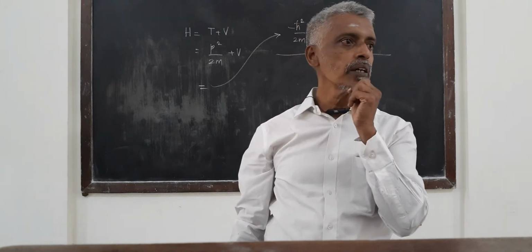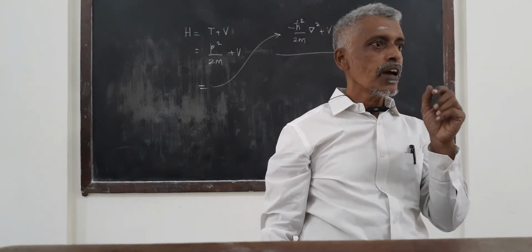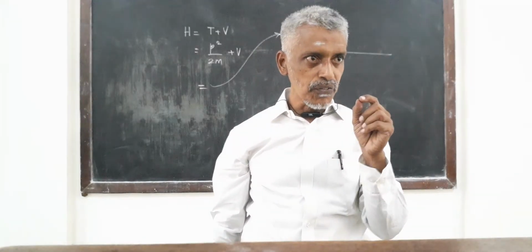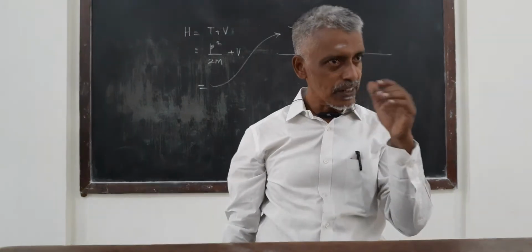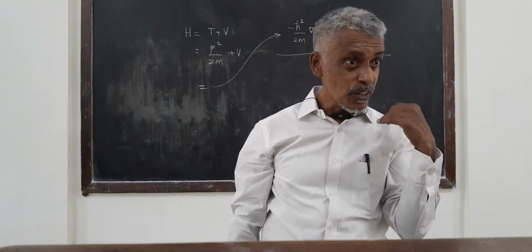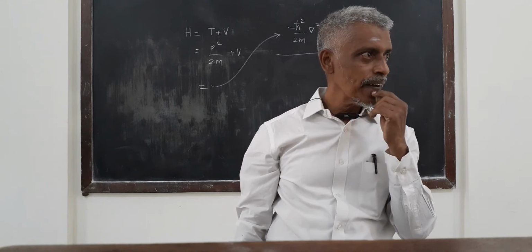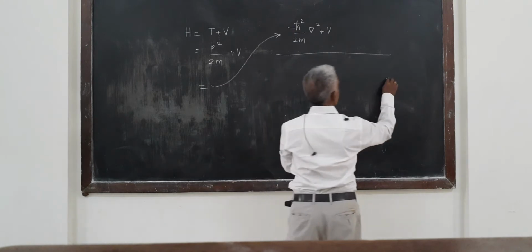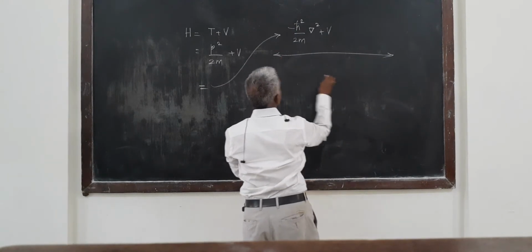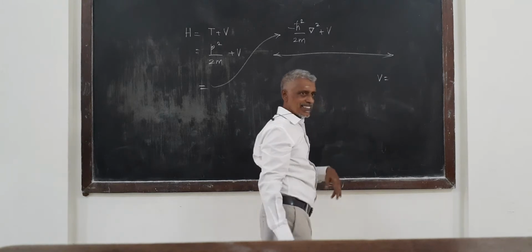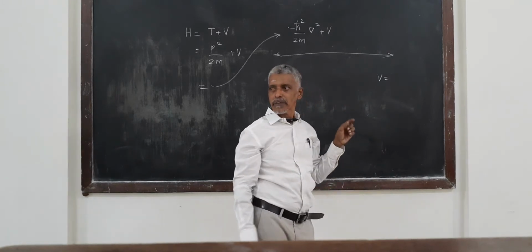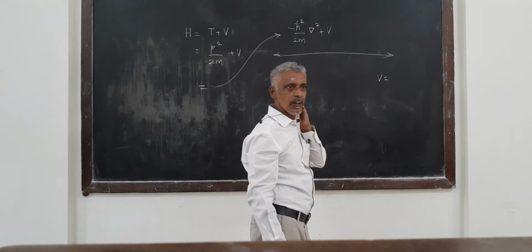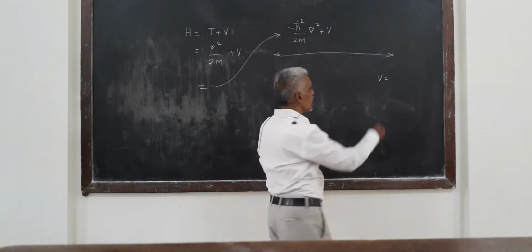V is equal to... In general, yesterday the girls said the general formula for V. You again start to say the general formula for V, the classical formula. V is equal to... G is equal to... I am writing here on this side. V is equal to mgh. Okay.